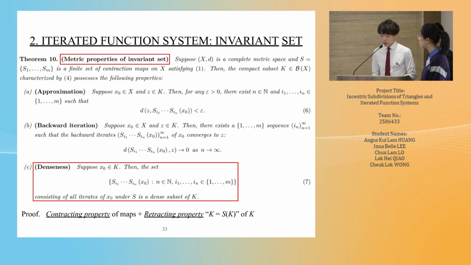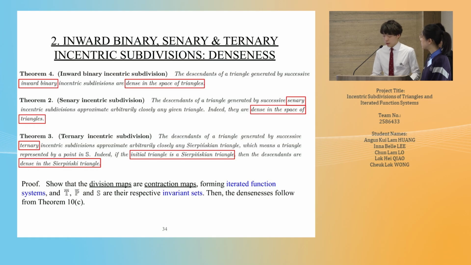By using the retracting property, we have proved that starting from any point in K, its descendants upon indefinite iterations of all the contraction maps form a dense subset of K. With this powerful tool, all these denseness results will be proved by the same two acts. One, show that their division maps, again affine or linear maps, form iterated function systems through computing matrix norms. And two, verify their respective invariant sets.